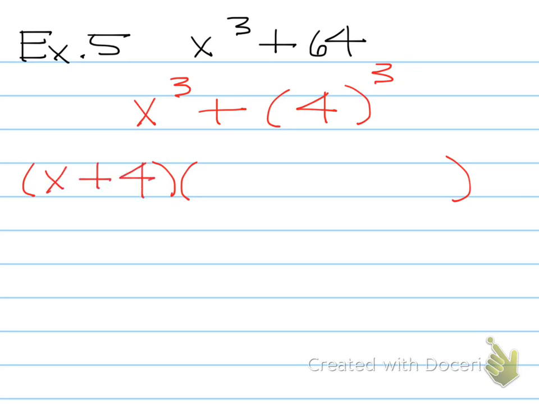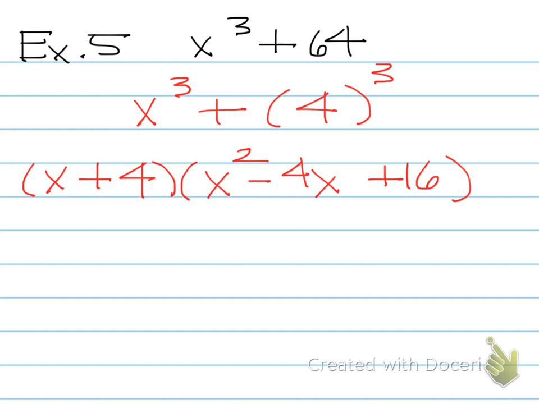And the first term in the trinomial is going to be the first base, or the lead base squared, which is going to be x squared. The last term in the trinomial is going to be the trail base squared. 4 squared is 16. And then the middle term is going to be the product of the 2 bases. 4 times x is 4x. And it's always the opposite sign of the binomial.